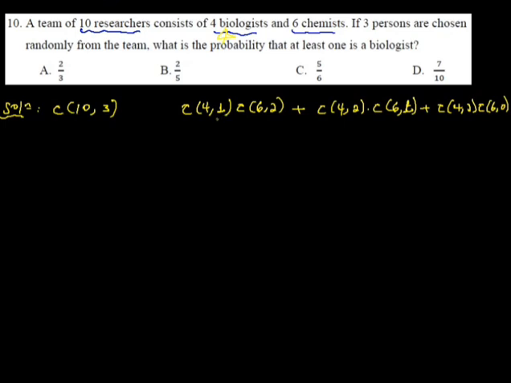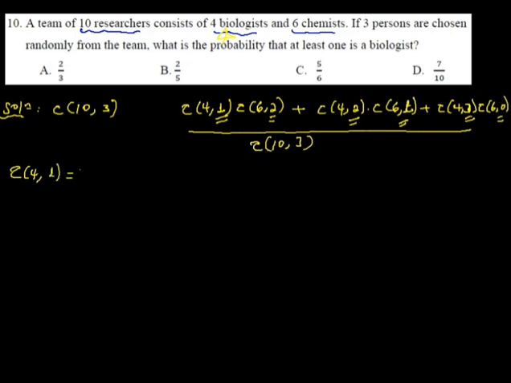So this is 1 biologist, 2 chemists, or the other option is 2 biologists, 1 chemist. The third option is 3 biologists, no chemist. These are the mathematical expression of the given statement, but we divide all of this by the total selection. We select 3 out of 10. So we need to calculate these values. Combination of 4, 1 is 4.